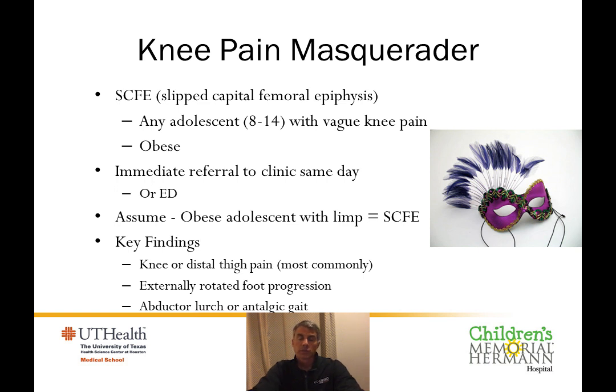So an assumption would be, and you're noticing a common theme with all the hip injuries, is limping. So any obese adolescent with a limp, particularly complaining of knee pain, is a SCFE, or slipped capital femoral epiphysis, until you prove it otherwise. The key findings really are knee or distal to lower thigh pain, particularly the kind they can't put a finger on. And when you watch them walk, they'll start to turn their foot outward, and they'll even have a lurching or an antalgic gait.